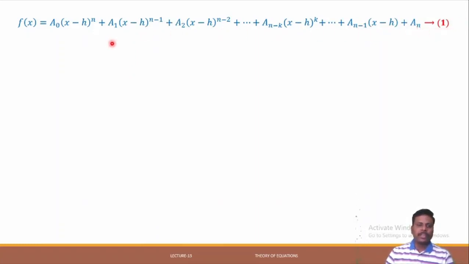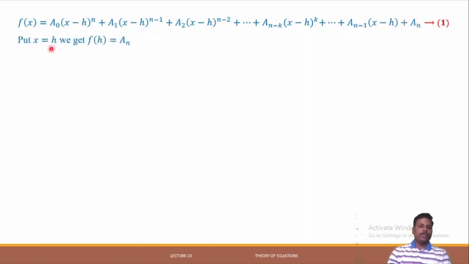In this equation we substitute x equal to h on both sides. What do we get? When I substitute h on both sides, LHS becomes f(h). Then in RHS, this term becomes 0, this term becomes 0, this term becomes 0 and so on, and you will be left with only an. Put x equal to h, we get f(h) is equal to an. Now we have found out this an.